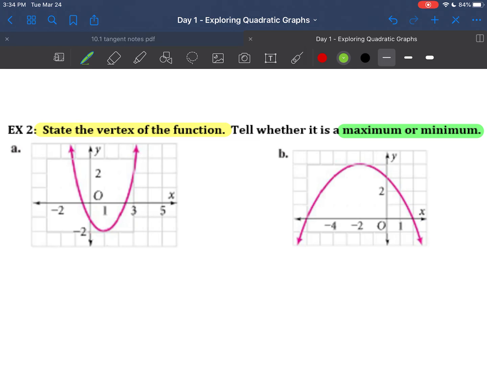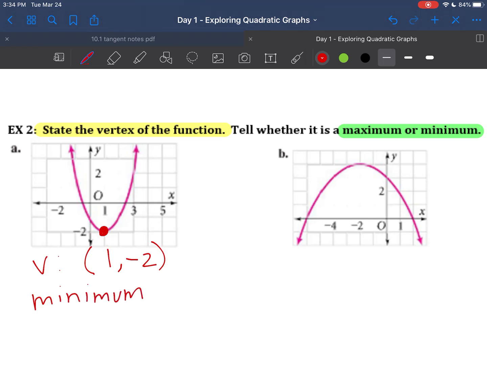Okay, the vertex here, I'm going to put a dot where the vertex is located. So the vertex is where the curve turns. All right, so I'm going to put V for vertex. The vertex is at the ordered pair of 1 and -2 in this graph. And then it is at the bottom of the graph, so it is a minimum.